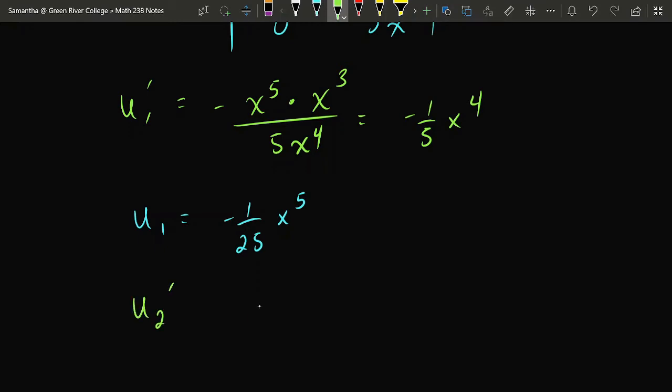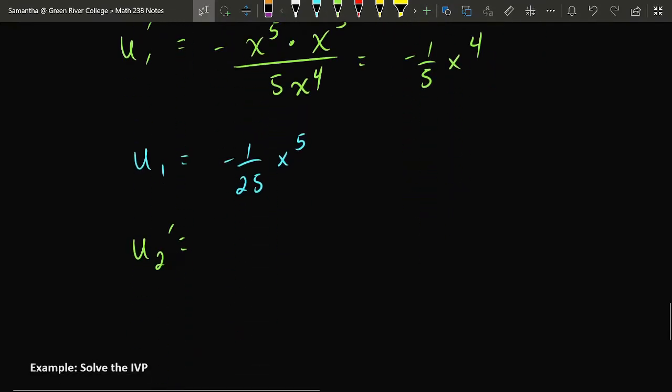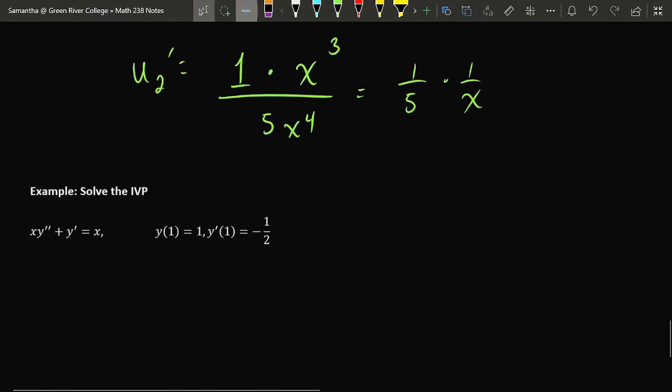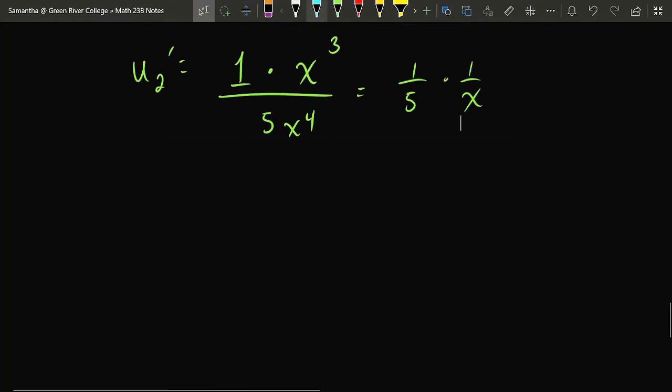u2 prime, meanwhile, would be equal to positive y1, so positive 1, multiplied by x to the 3rd power, divided by our Wronskian. So this simplifies to 1 over 5 times 1 over x. And the integral of that is u2 equals 1/5 natural log of x. And just as in the previous example, I'm just ignoring the absolute value because we're assuming that x is strictly positive when we work with Cauchy-Euler equations.